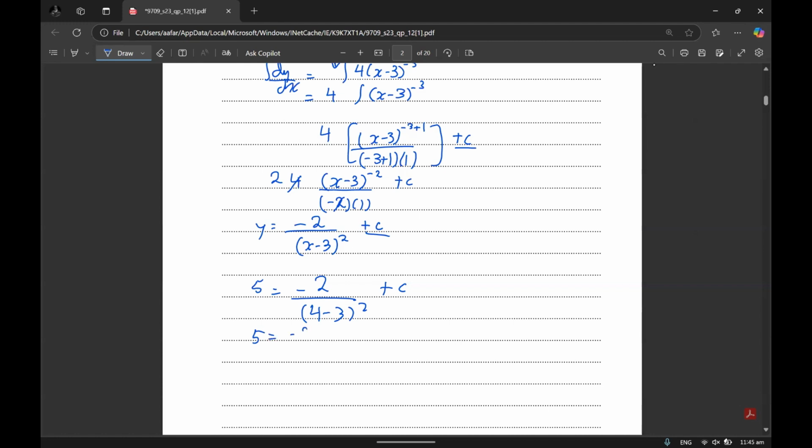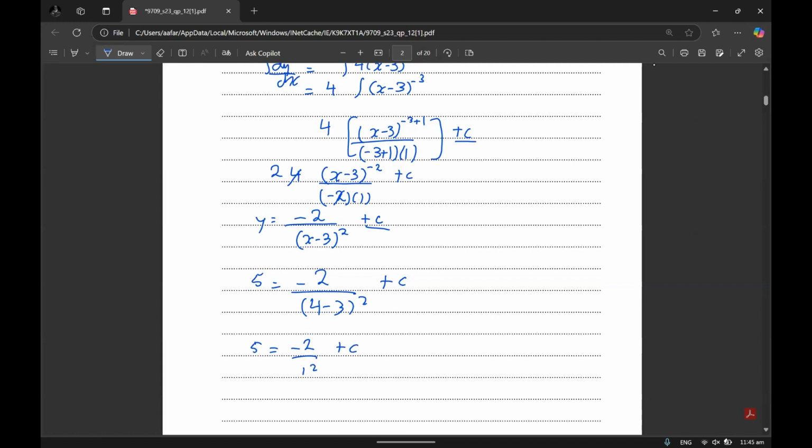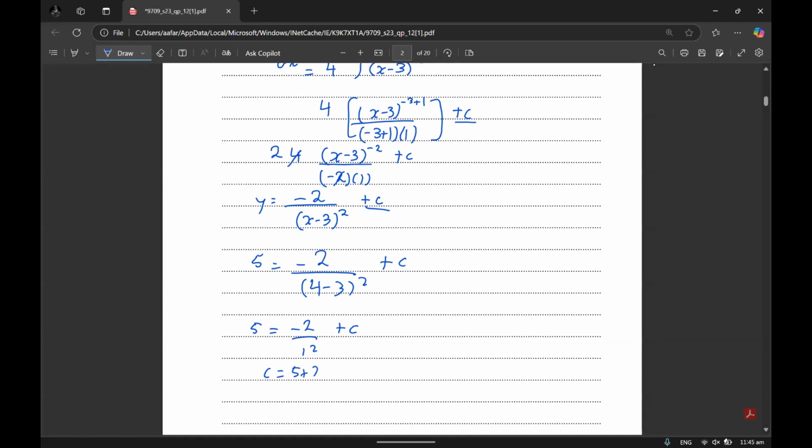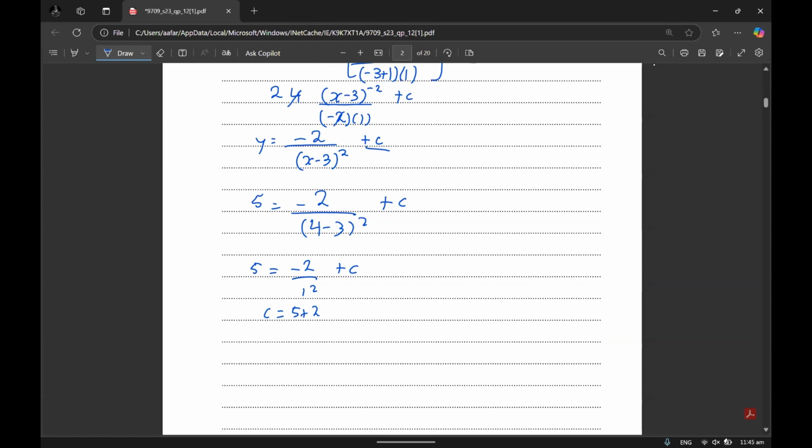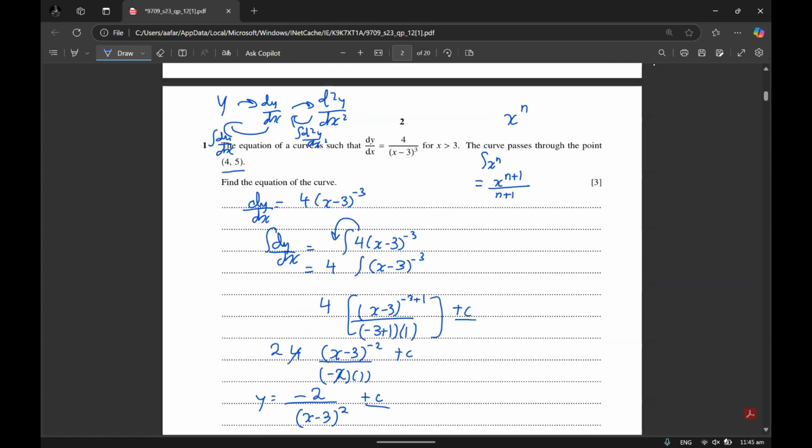5 is equal to minus 2 over 1 square plus c. So c is basically 5 plus 2, so c we get is equal to 7. So the equation of y we get is minus 2 over (x minus 3) whole square, plus 7. That is the equation of y.